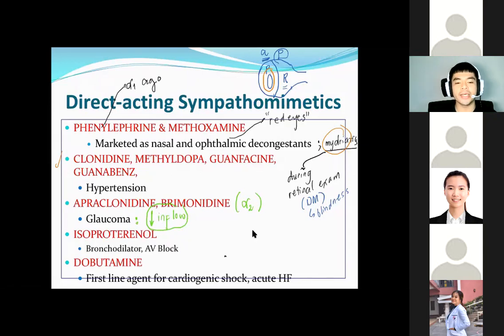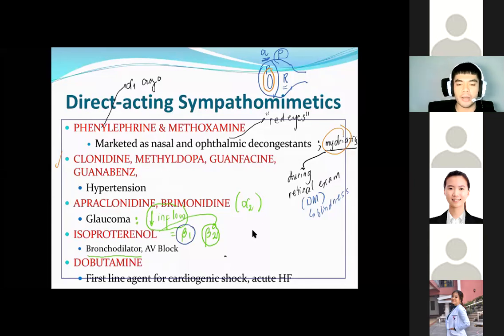Next, isoproterenol. Isoproterenol is a non-selective beta agonist, meaning it acts on both beta-1 and beta-2 receptors. First, by activating beta-2 receptors, isoproterenol can be a bronchodilator, based on what you have learned so far. And also, isoproterenol activates beta-1 receptors.